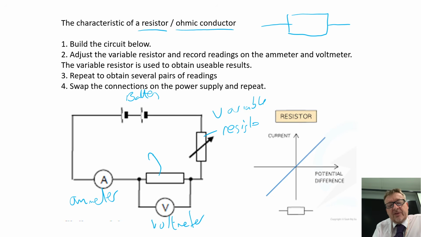Now to actually get a set of results, what you've got to do is adjust the variable resistor. As you change the settings on this variable resistor, the ammeter and the voltmeter readings change. So you've got current there and voltage there. If you then swap these connections around, so the electricity is flowing in the opposite direction, you then have negative values. All right, that is then a resistor.